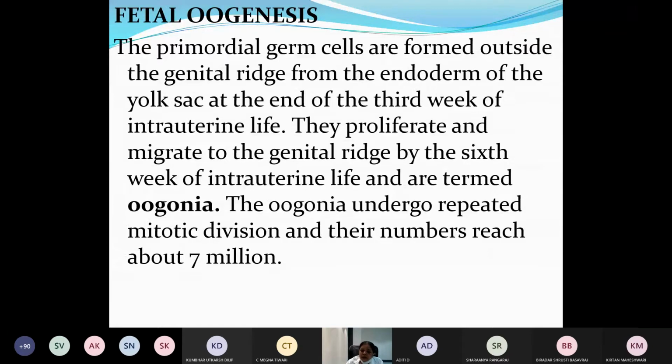They proliferate and migrate to the genital ridge by the 6th week of intrauterine life and are termed as oogonia. The oogonia undergo repeated mitotic division and their numbers reach about 7 million.